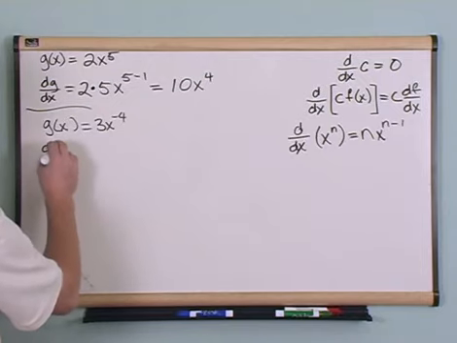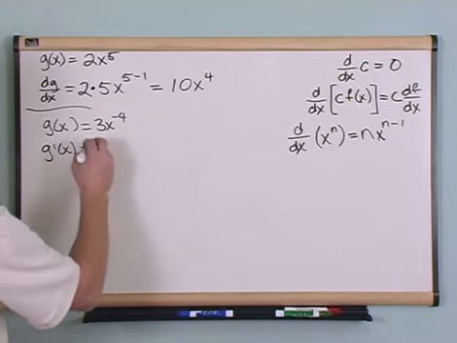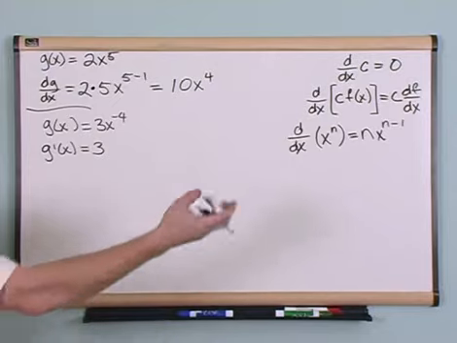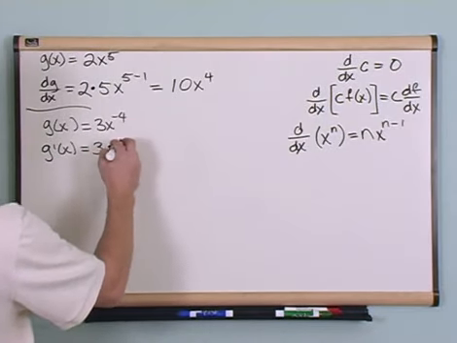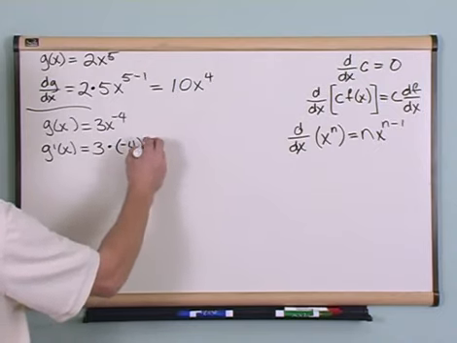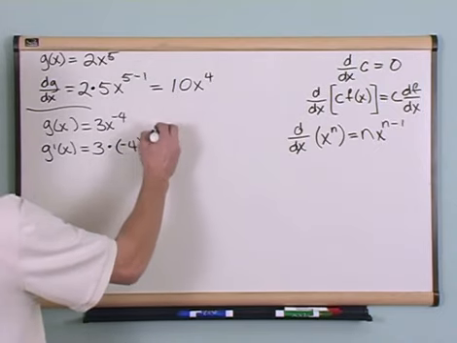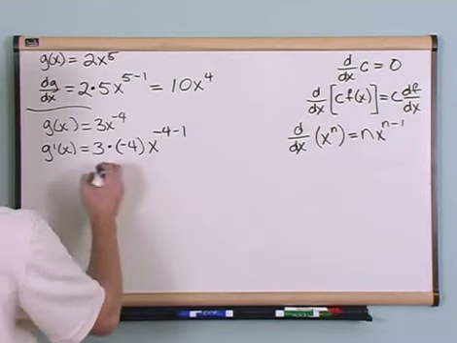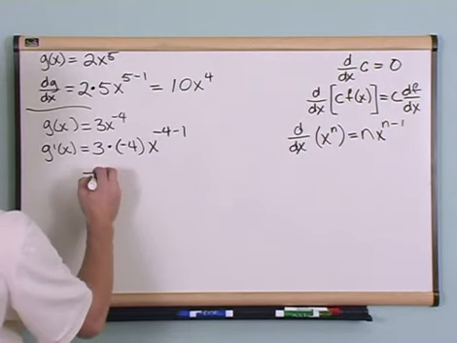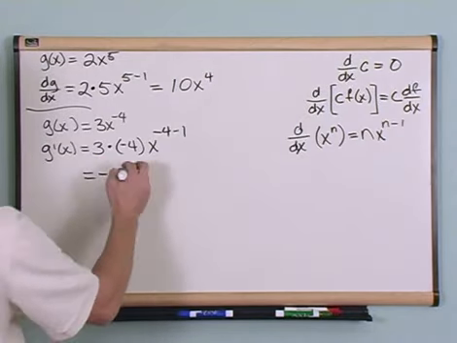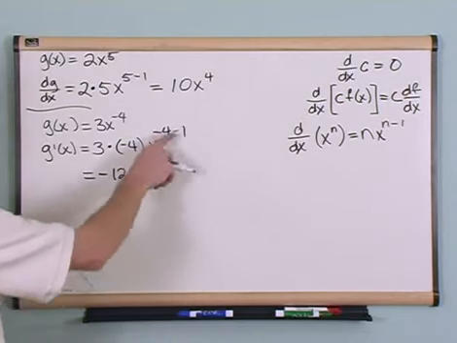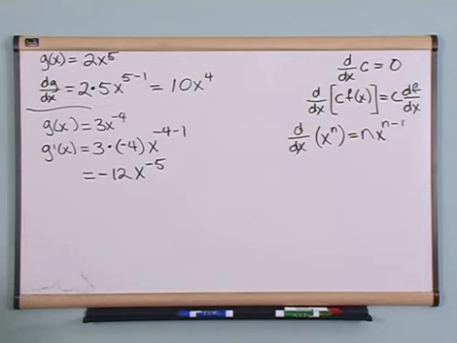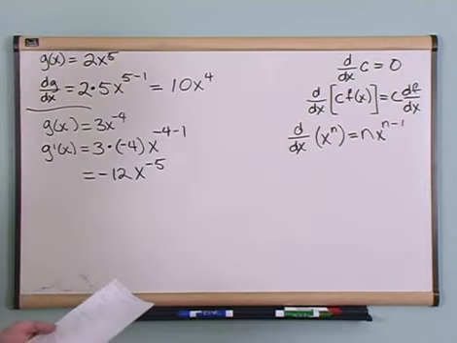Well, then g prime of x is simply going to be 3, just stays out front, just like this tells you, times the exponent comes down, negative 4, and then in the power of x, I've got negative 4 minus 1. So then I've got 3 times negative 4 is negative 12, x, and then the exponent, I've got negative 5. Negative 4 minus 1 is negative 5. So those are some properties there. Okay?